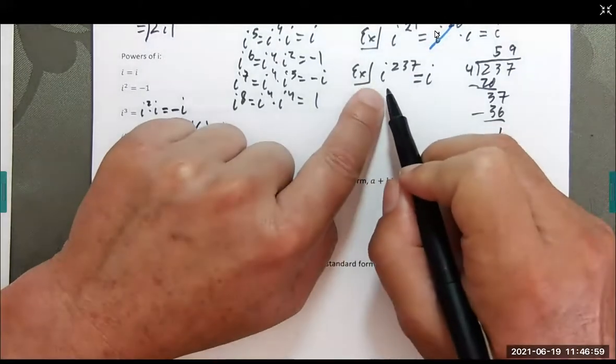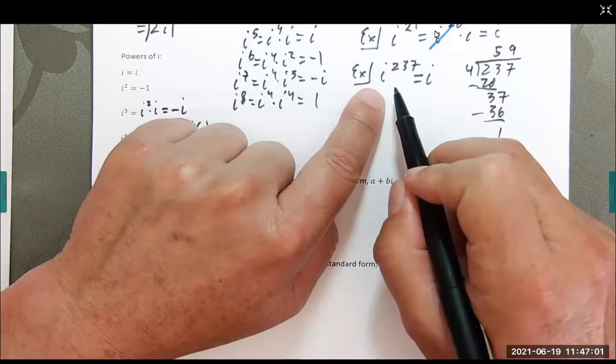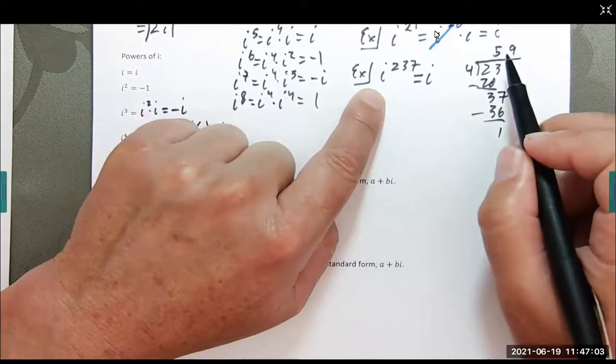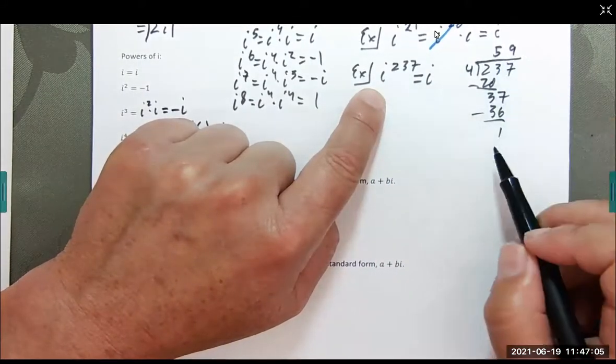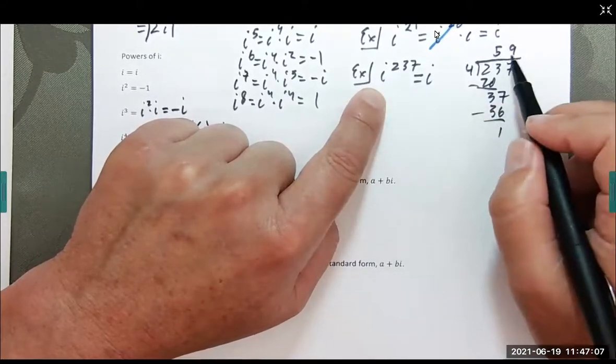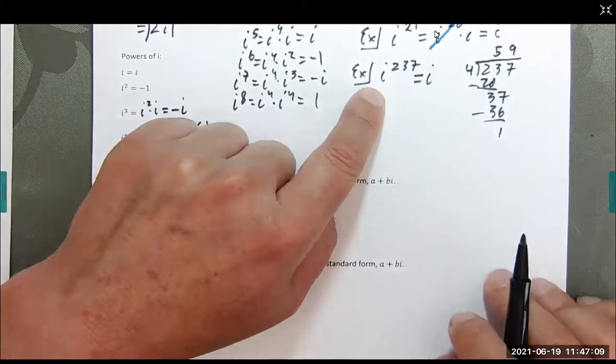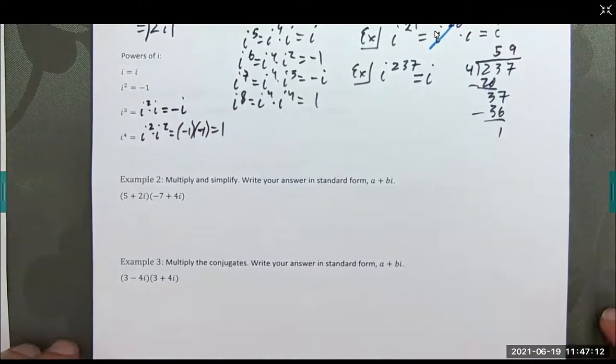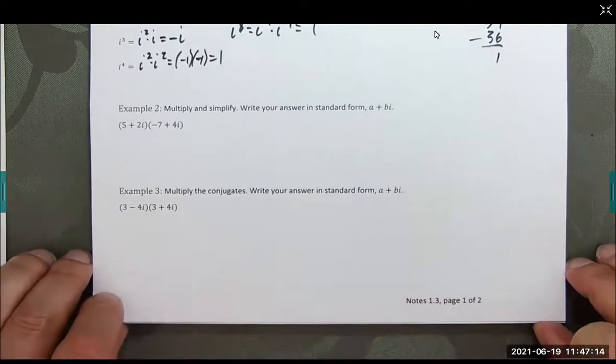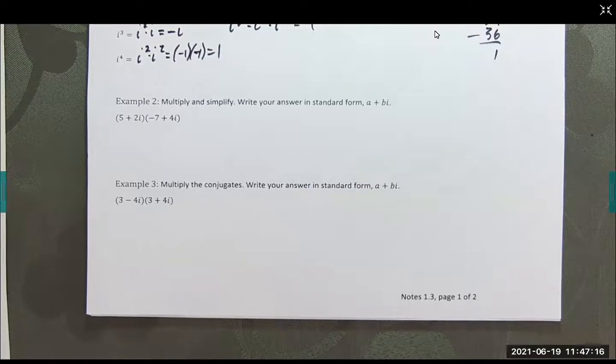In other words, if I were to write this out, I would write it as I to the 4th times I to the 4th times I to the 4th, and so on, and then I would have 1 I left over, and all 59 of those I to the 4th powers all turn into a 1. You may need to pause the video to think on that one.